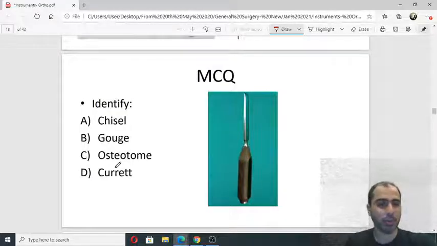And I'll give you a trick to remember. One side beveled, so chisel. Acha. One side bevel is not osteotome. This is not a gouge. Gouge also has bevel.